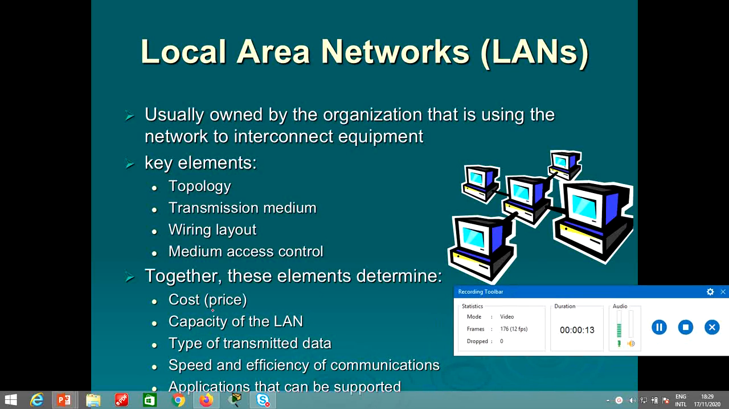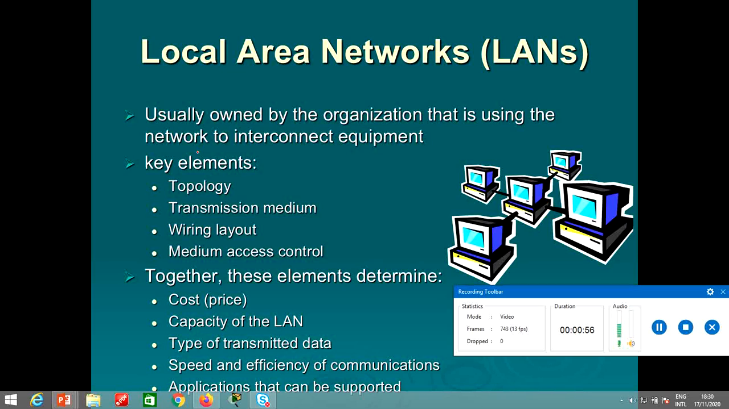Alright, so talking about local area network. We will discuss in this chapter about local area networks, which are called LANs. Wide area networks may be public or private, but local area networks are usually owned by the organization that is using the network to interconnect the equipment. For example, in our college we have a local area network, and that network is owned by the JUC.